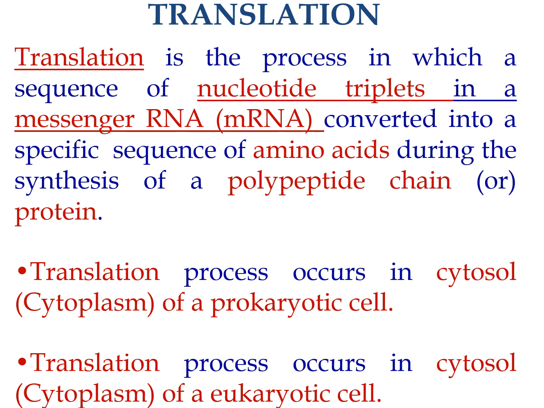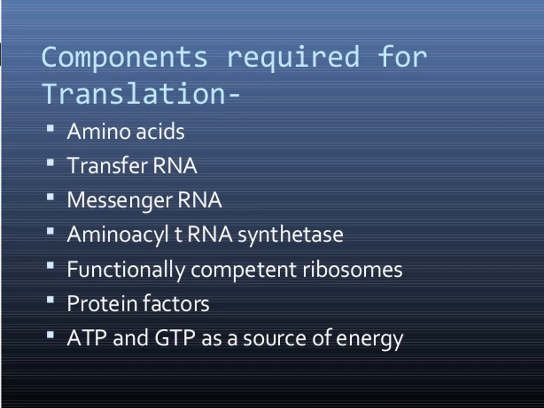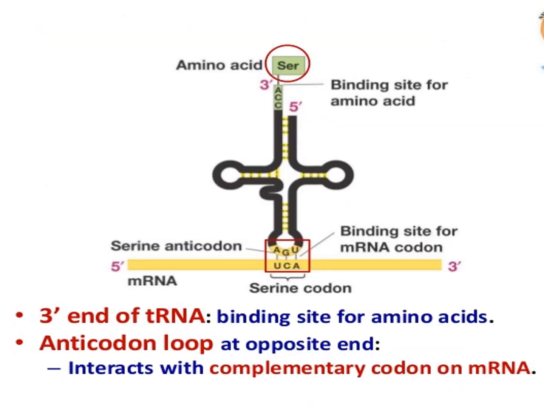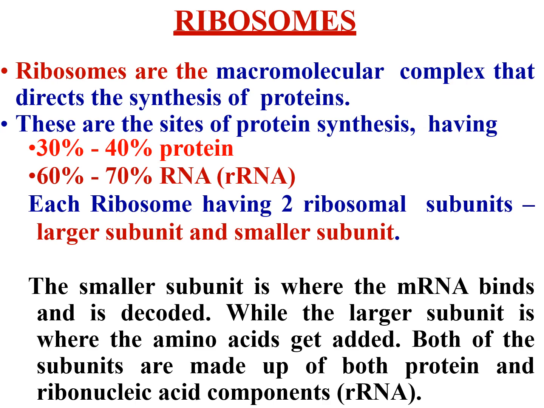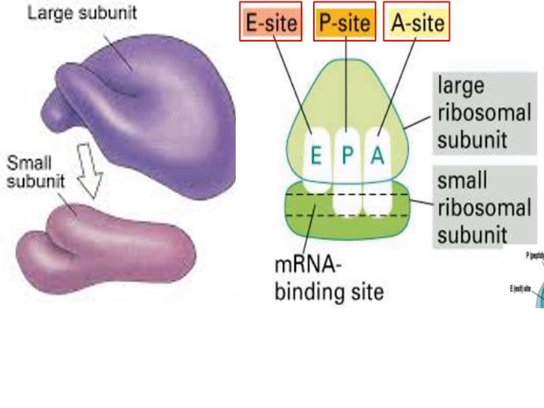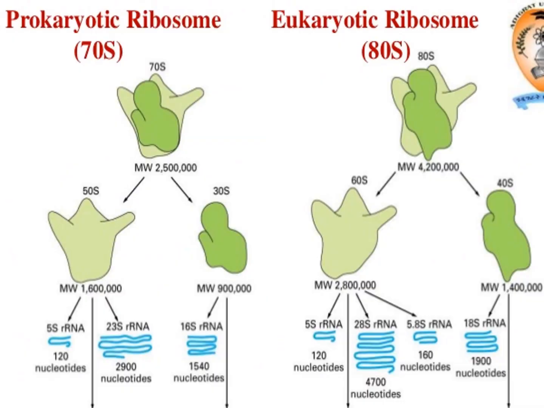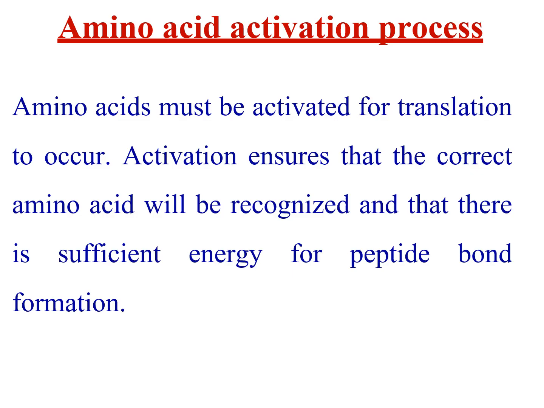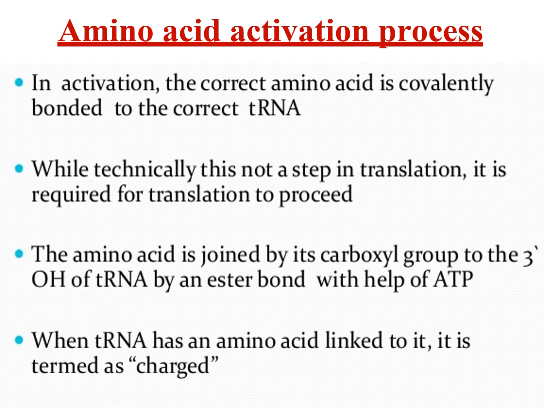So in the last class, we saw the prokaryotic translation mechanism. What are the components required for prokaryotic translation? Then the charging of the tRNA before the initiation process. And also we saw in detail the structure of ribosomes. And we saw in detail the initiation, elongation, and termination processes.